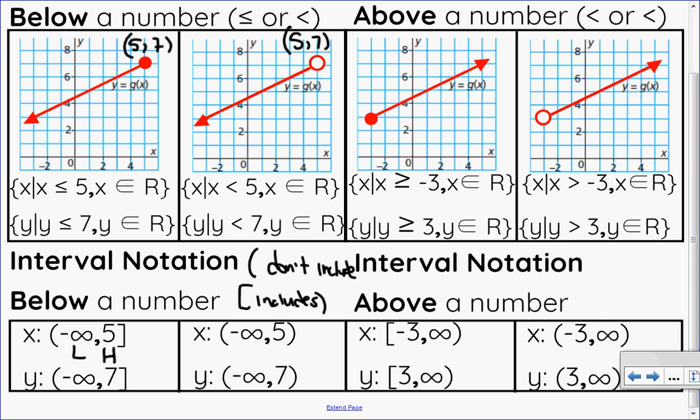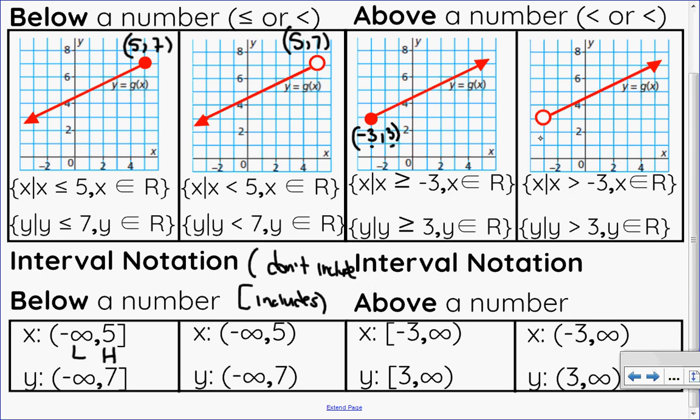Okay, now let's look at above a number. So above a number, let's look at this endpoint. This endpoint is at -3 and +3. So I can see my x value starts at -3 and it gets bigger, so greater than or equal to -3. Or in my interval notation, from -3 up to infinity, square bracket, round bracket. The y value starts at 3 and just gets bigger, so greater than or equal to 3. Or using interval notation, 3 to infinity, close bracket for 3 because it includes it.